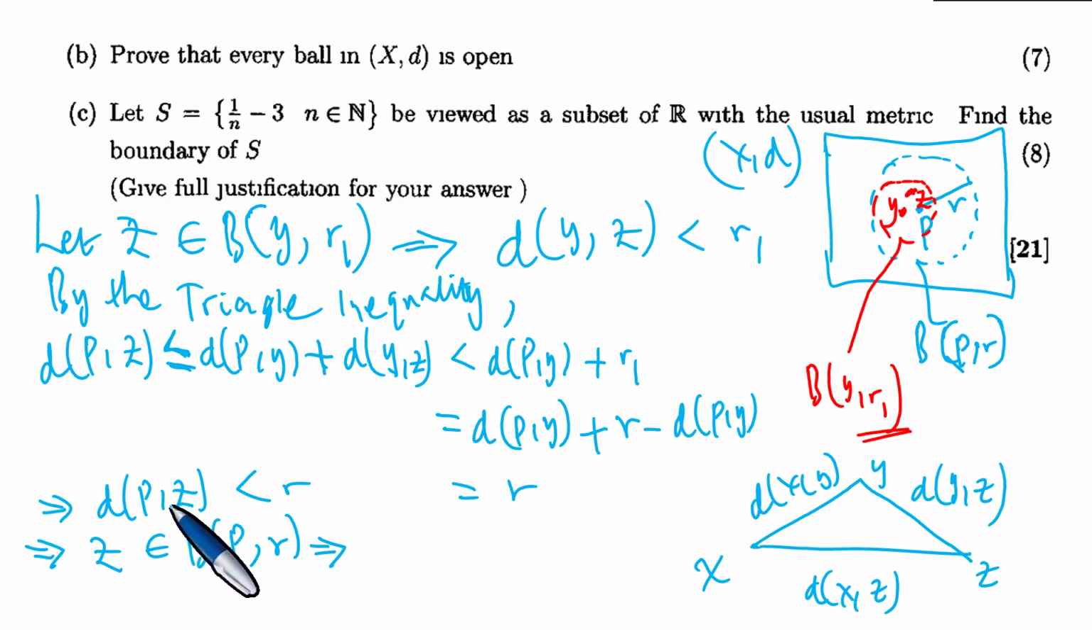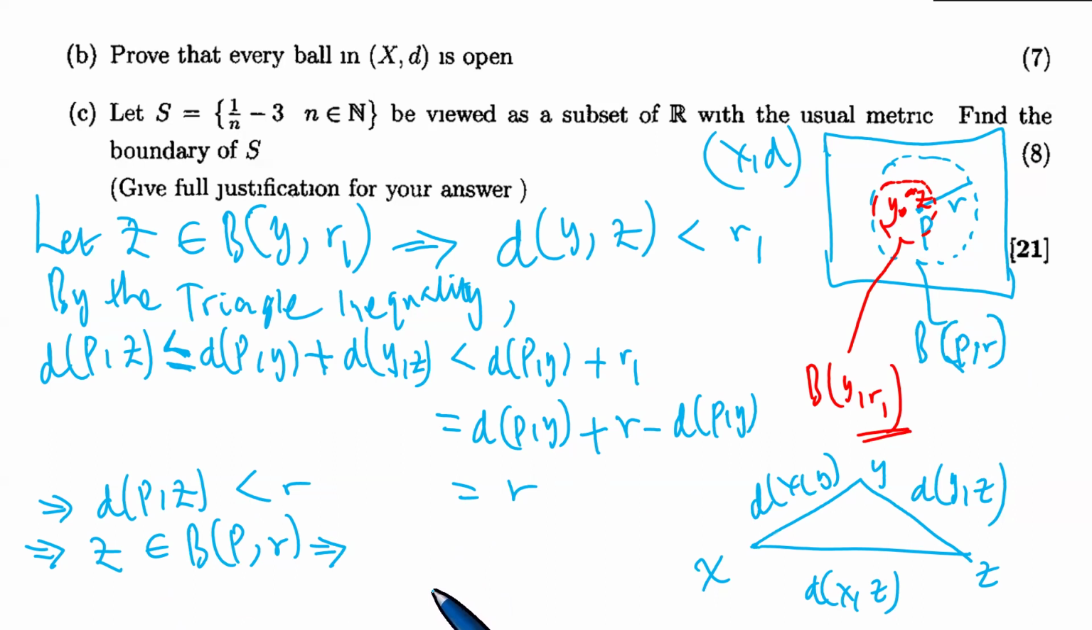Because now Z is actually an element in this ball of center P and radius R. So Z is inside because the distance between Z and P is smaller than R. If the distance between Z and the point P is smaller than R, it means that indeed Z is inside this open ball of center P, radius R. Okay, and what is this?